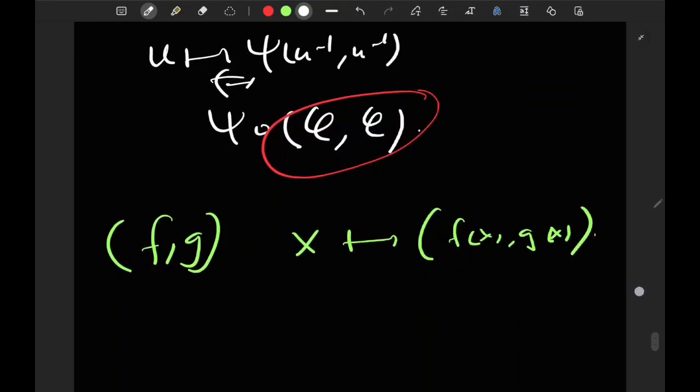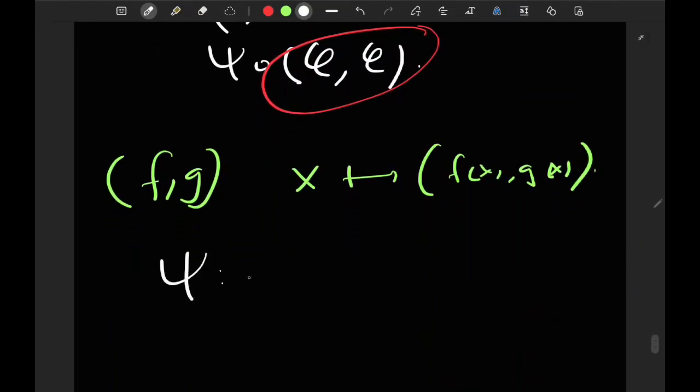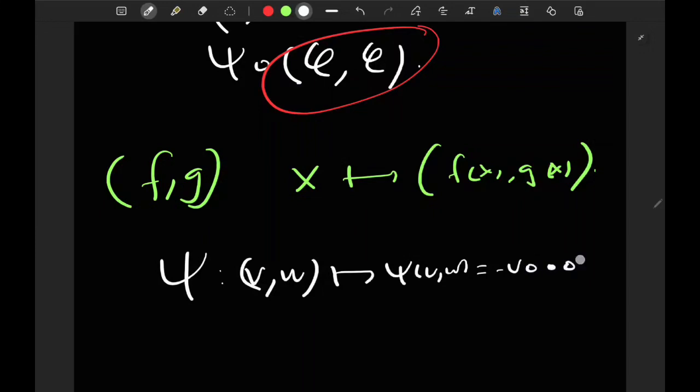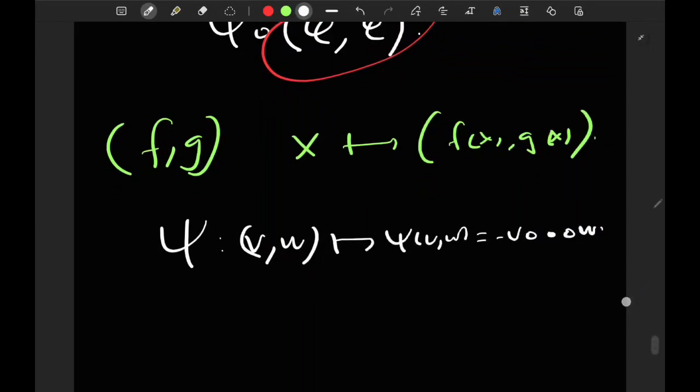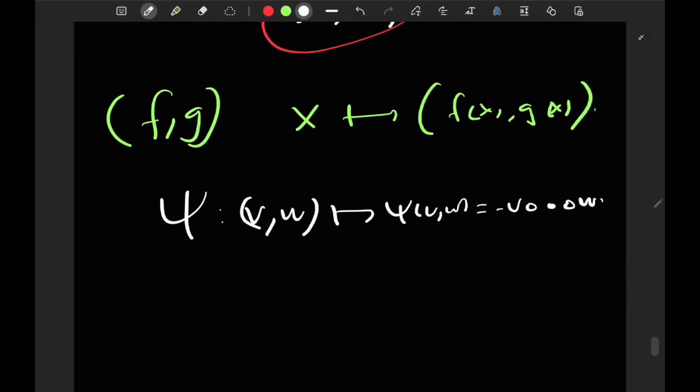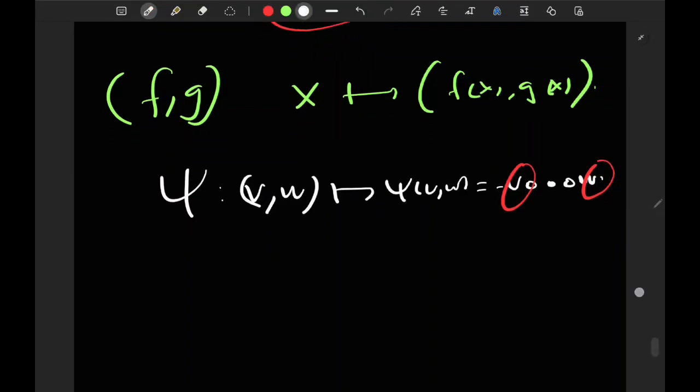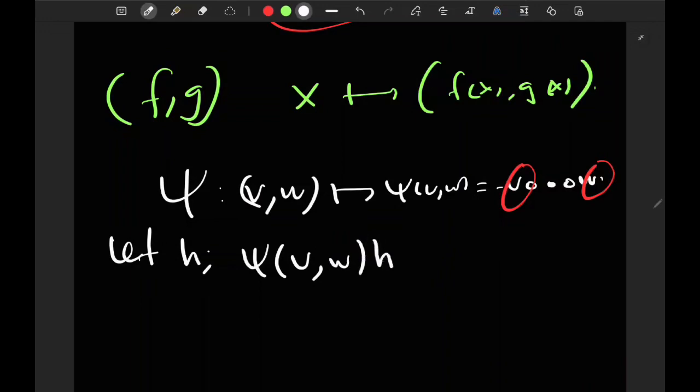So I'm talking about this map ψ composed with (φ, φ). Let's look at ψ again. ψ takes V and W and gives you ψ of (V, W) equal to minus V around a dot around W. Let's look at this map ψ and try to find out if it's continuous. First of all, ψ is bilinear, because if you fix one of the variables, you get linearity in the other. You can see it most explicitly by saying, let H be given, and consider ψ of (V, W) applied to H. This is going to be minus V H W.